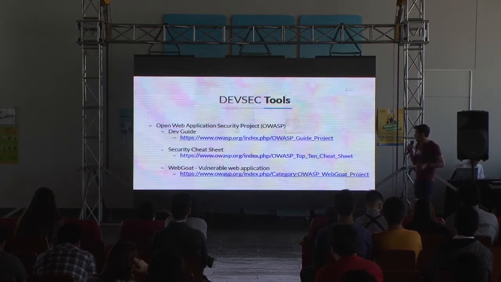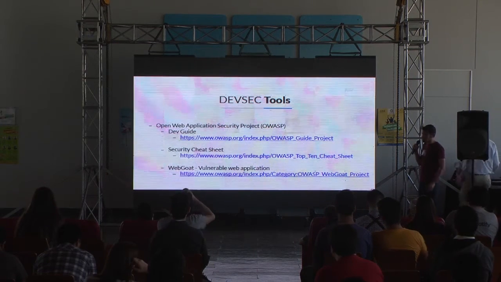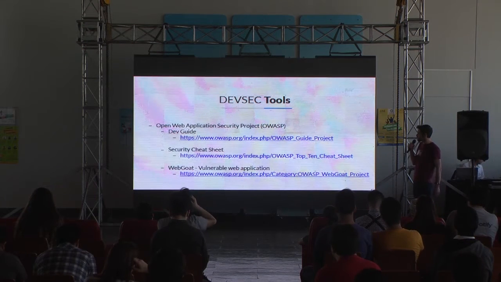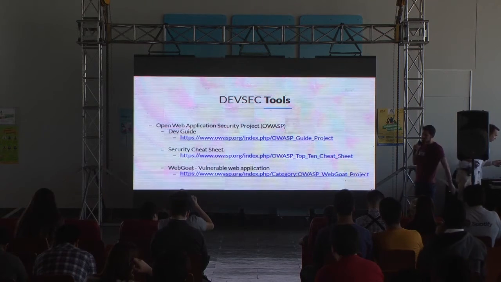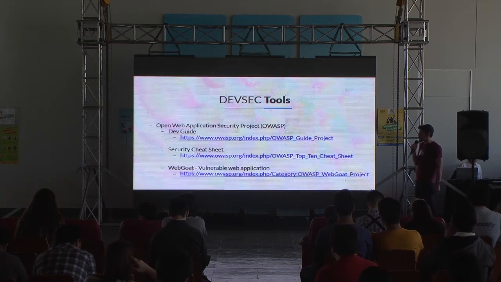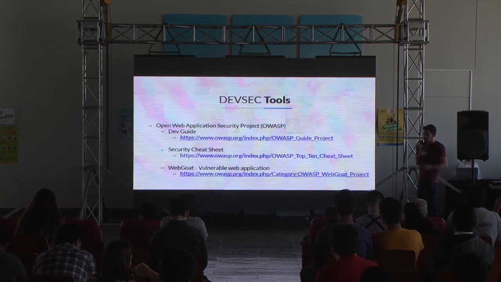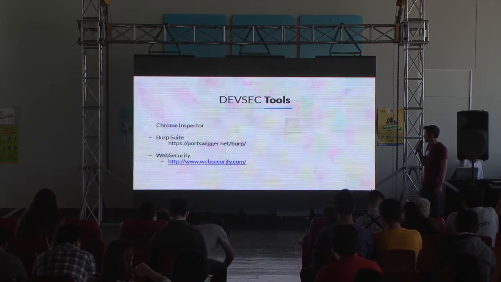So that's the end of the developer section. Here's some tools. OWASP is an absolutely brilliant reference for anything to do with security. There's development guides, cheat sheets, and WebGoat is very nice. It's an intentionally vulnerable web app to try out attacks on and re-implement and see if you're vulnerable as well.